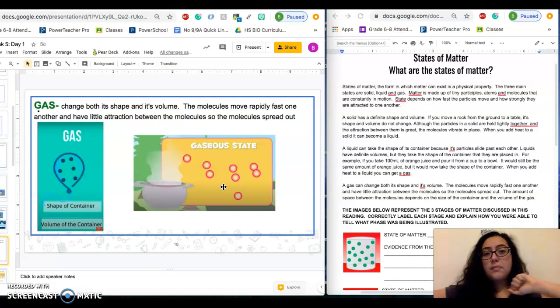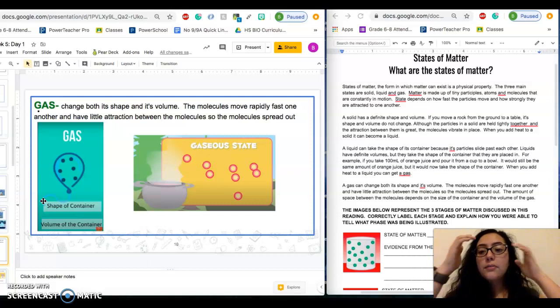They take the shape of anything. They change their shape. If they're in a balloon, they will take the shape of the balloon, but they're still bouncing around. And it'll take the volume of the container.